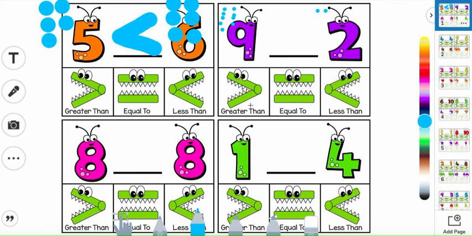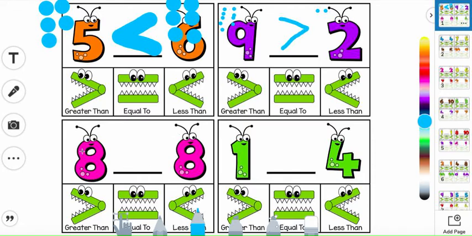Is 9 greater than 2? Is 9 equal to 2? Is 9 less than 2? Well, we know the alligator eats the bigger meal, so we know that it goes this way, because 9, there's more of them. Okay? And when we read this, again, we read it left to right. We say 9 is greater than 2.